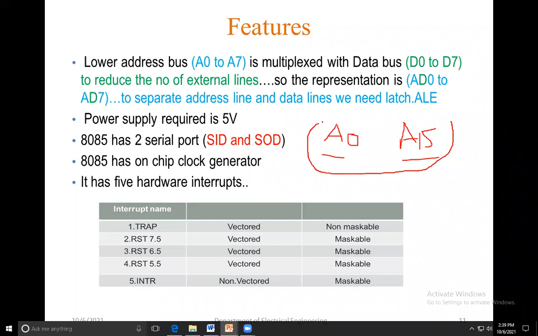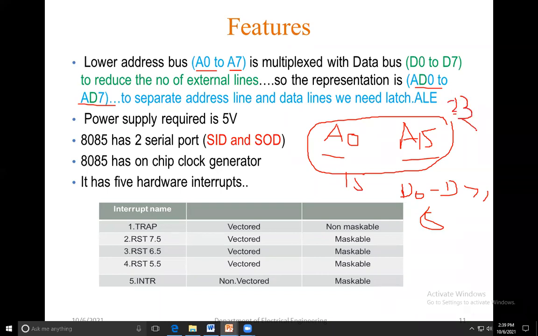In that address bus, A0 to A7, that is AD0 to AD7, acts as the data bus. See what I am saying: A0 to A15 is the address bus. The data bus is D0 to D7. This is 8 and this is 15. 15 plus 8 is 23.